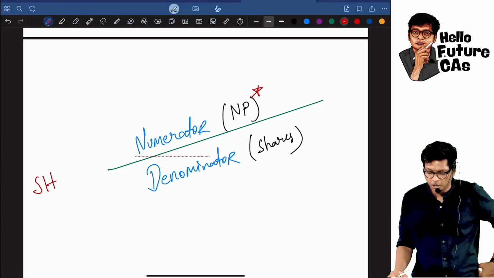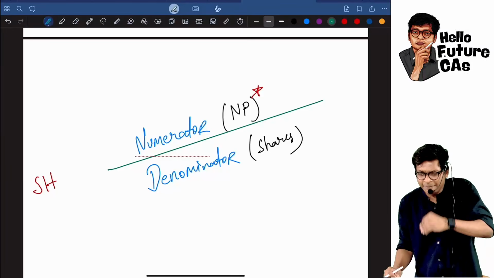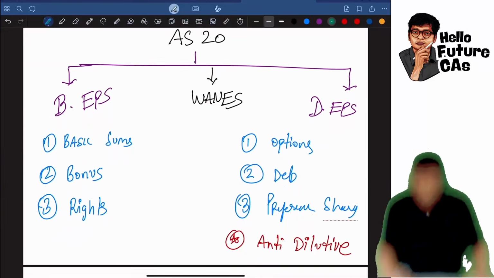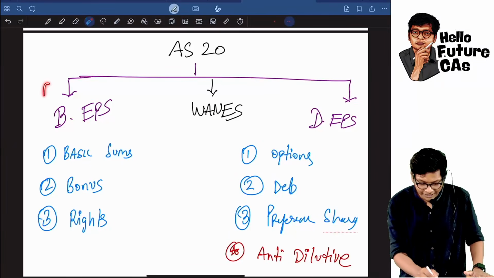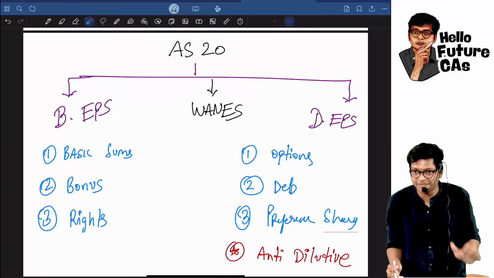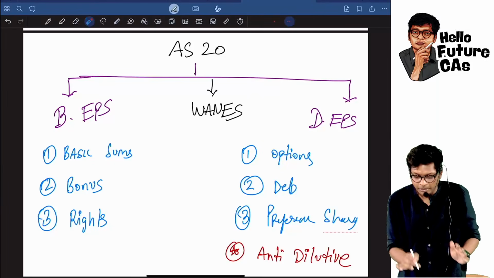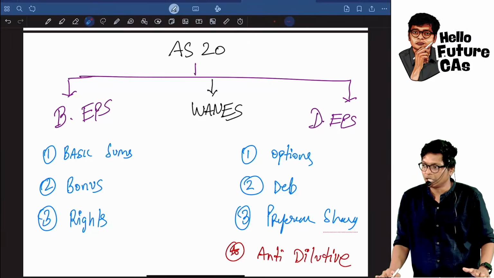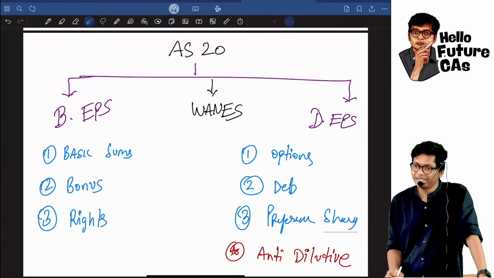For the numerator in basic EPS, even those who are watching for the first time, if you can catch up a little, you will be able to understand. So what am I discussing, guys? I will not go to sums in diluted EPS until I finish all the sums and concepts in basic EPS, because basic EPS is a separate concept. Diluted EPS starts where basic EPS ends. Are you following, guys? So to do a diluted EPS sum, you should know how to do a basic EPS sum.